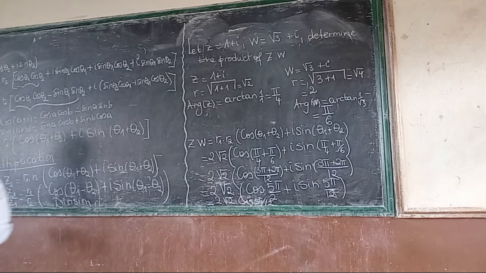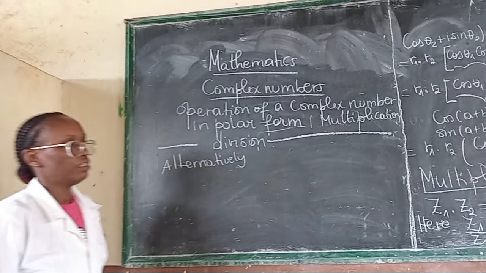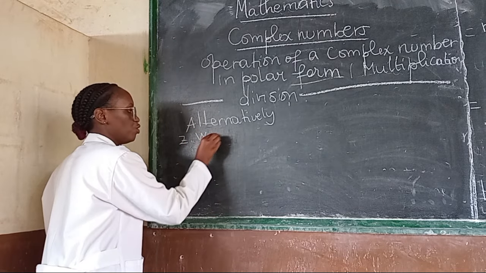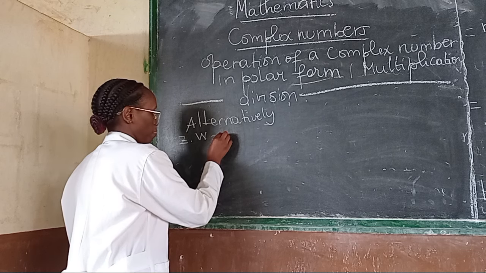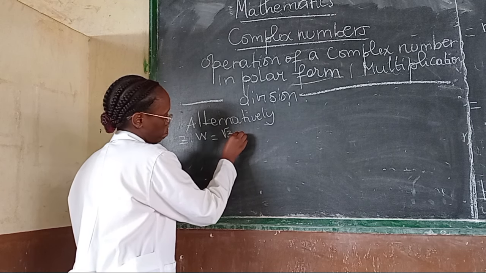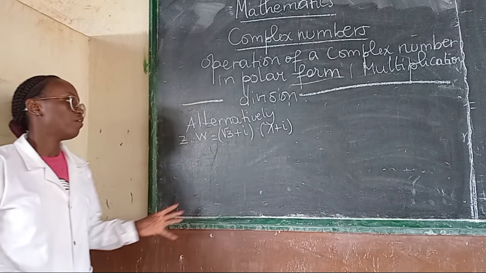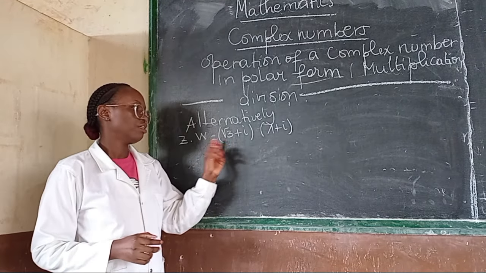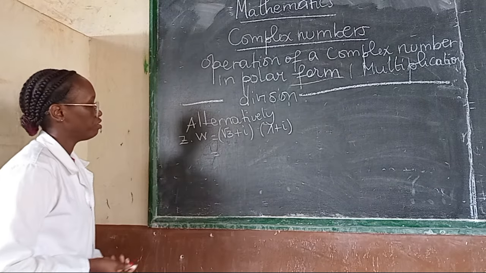That is one way. Alternatively, we can find the Cartesian form of that product. We have z times w. In Cartesian form, we have square root of 3 plus I times 1 plus I. We are going to find their product in Cartesian form, then finally we find it in trigonometric form or in polar form. So we know how we deal with multiplication.